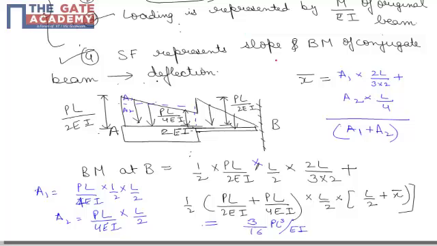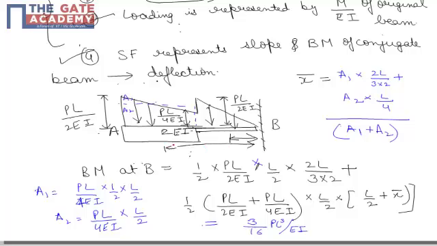Now the next step is to find the bending moment at end B because of this type of loading, that is, because of the bending moment of the original beam. So the bending moment at B comes out as the area of this triangular portion multiplied by the distance of its centroid from B, plus the area of this trapezoid multiplied by the distance of the trapezoid's centroid from B.